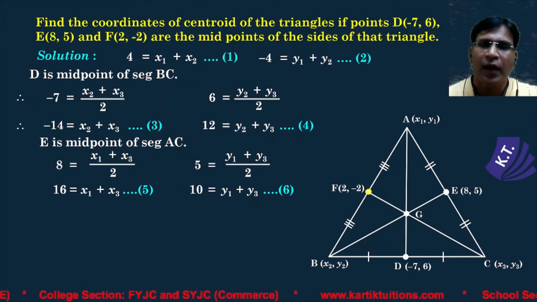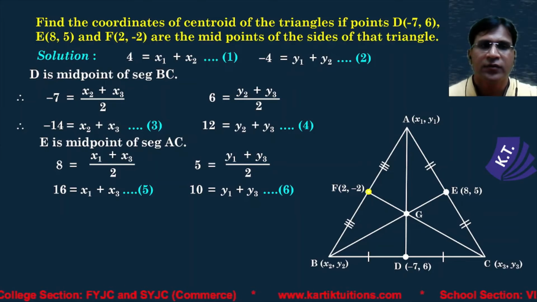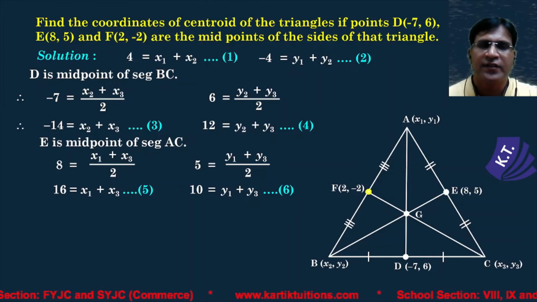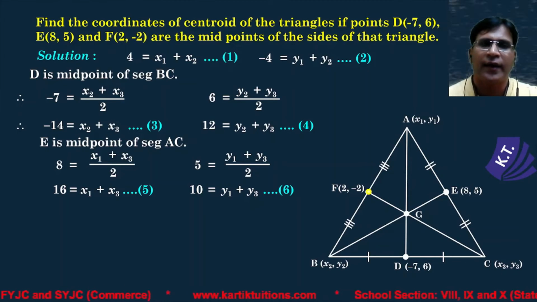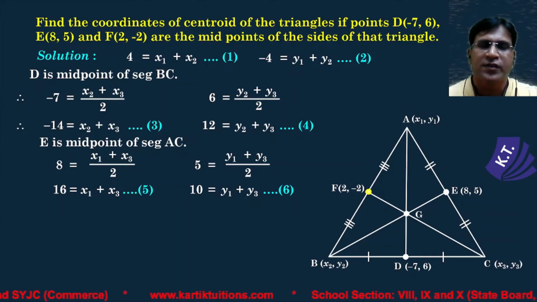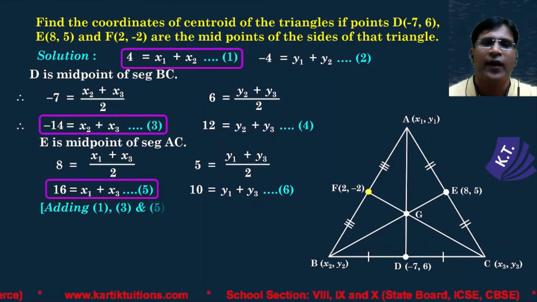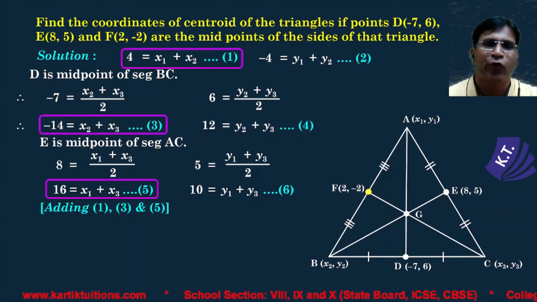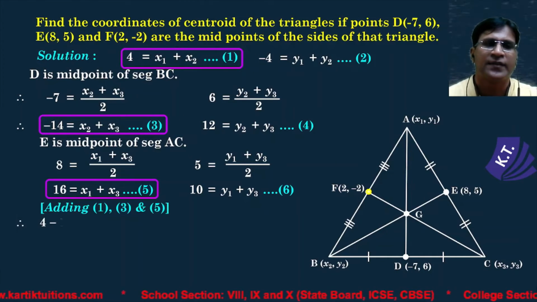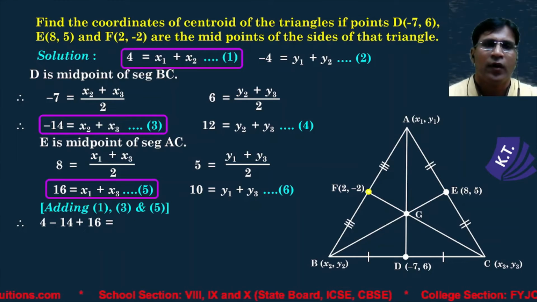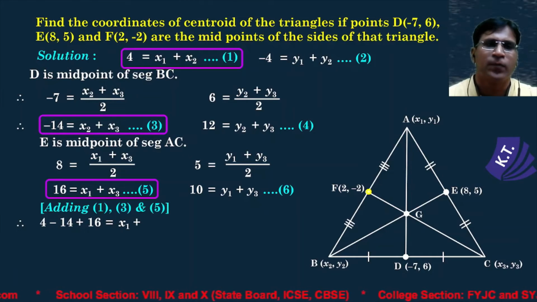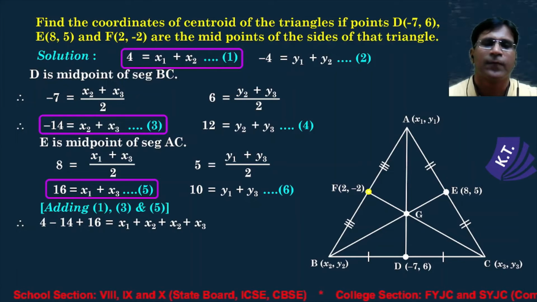Sorry, इतने equation का क्या करना है? देखो 1, 3 and 5. These 3 equations are involving x1, x2 and x3. So what is the first step? First step is to add equations 1, 3 and 5. Now when you add this, you get 4 plus minus 14 plus 16 is equals to x1 plus x2 plus x2 plus x3 plus x1 plus x3.